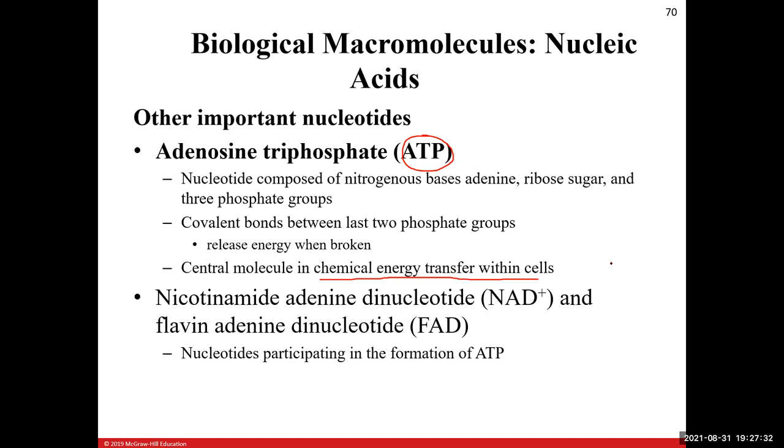So adenosine triphosphate, or ATP, is made up of a nitrogenous base of adenine, and then our sugar. And then this one has 3 phosphate groups. And the last 2 phosphate groups are bound to one another through covalent bonds. When these bonds are broken, this is how we release the energy for whatever we need that energy for. If I need it for a chemical reaction, if I need it to make something, okay? So I'm going to bust that bond.